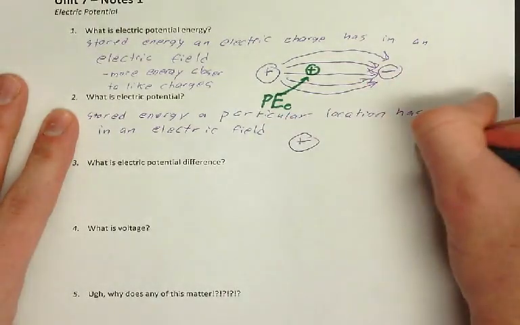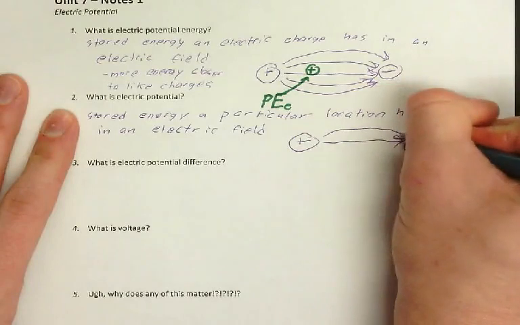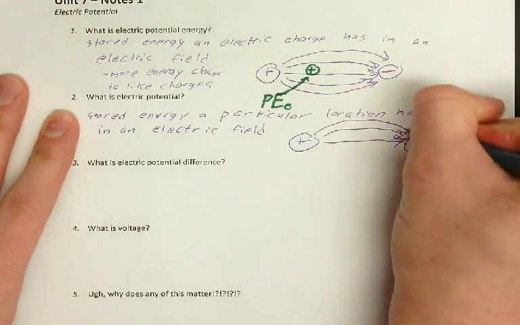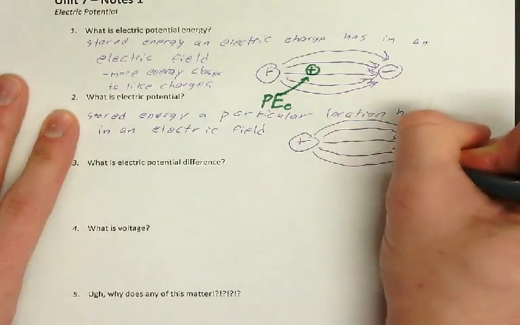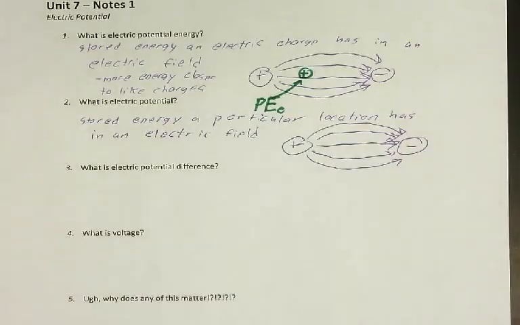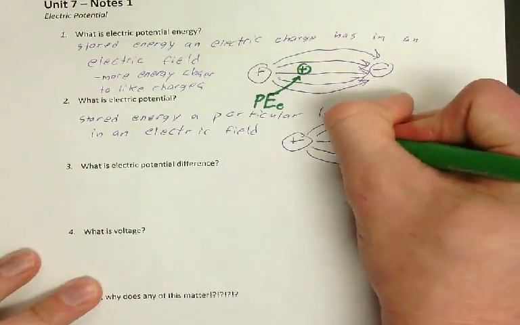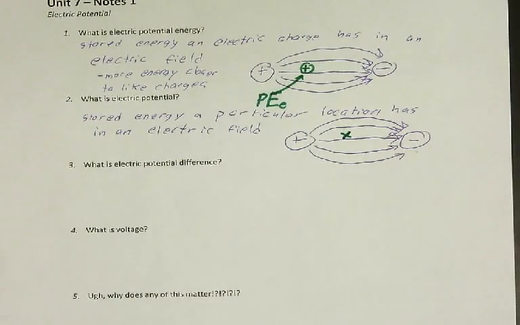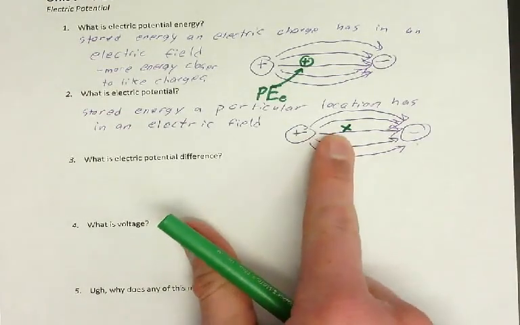So, same thing, here's my positive, here's my negative, creates a field between them. And I've got my location here, but there's not a charge there. So I don't know how much energy the charge would have. I just know how much energy the area has. Like, how much energy does this spot have?